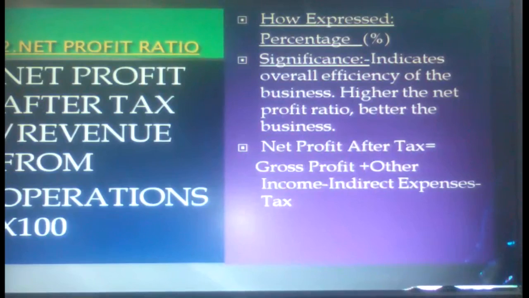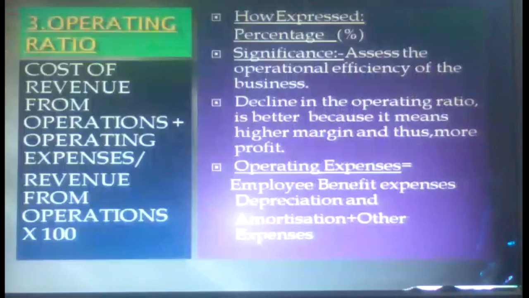So net profit after tax, what is the meaning here? Nothing but gross profit, then we add other income, then we deduct indirect expenses and tax. So you will get net profit after tax. Then the operating ratio, a very important ratio. What is the meaning of operating ratio here? The cost of revenue from operations plus operating expenses, divided by revenue from operations into 100.